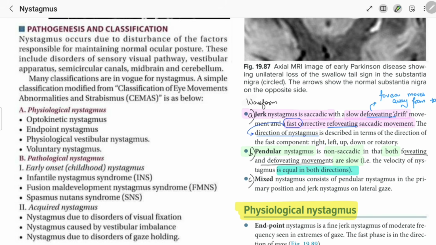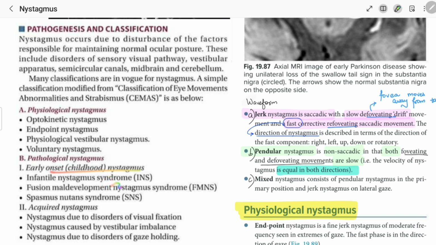Then all of these are physiological nystagmus. And the pathological nystagmus we can broadly divide into the early onset nystagmus and the acquired nystagmus. So basically, what we considered previously as congenital nystagmus is now called early onset nystagmus, because it manifests in infancy, in the first year of life. So we don't say that it is a truly congenital nystagmus. Rather, we say it's an early onset nystagmus, or the nystagmus can be acquired.